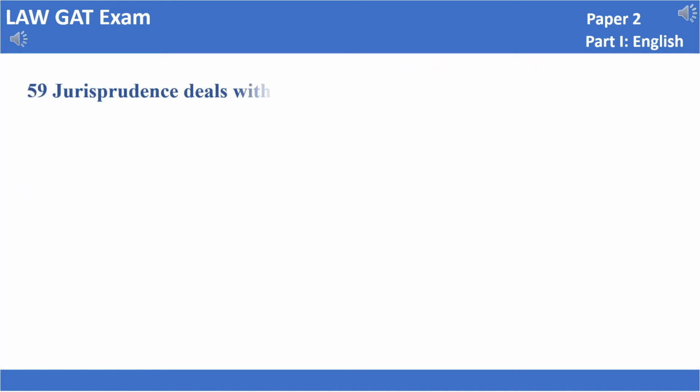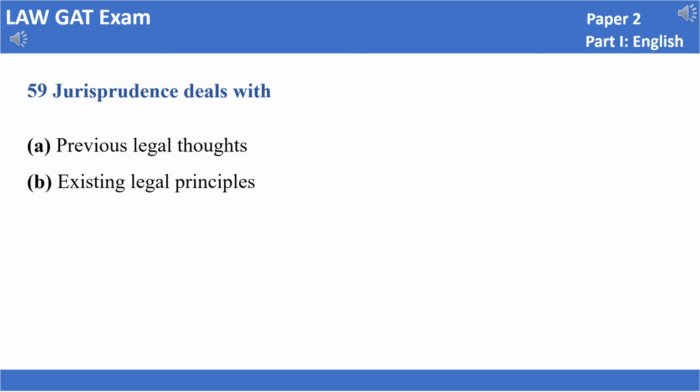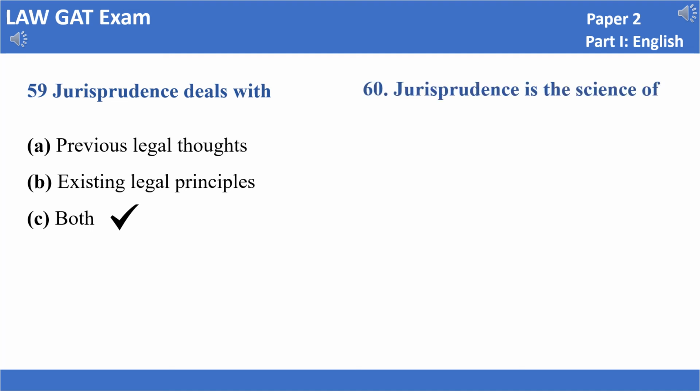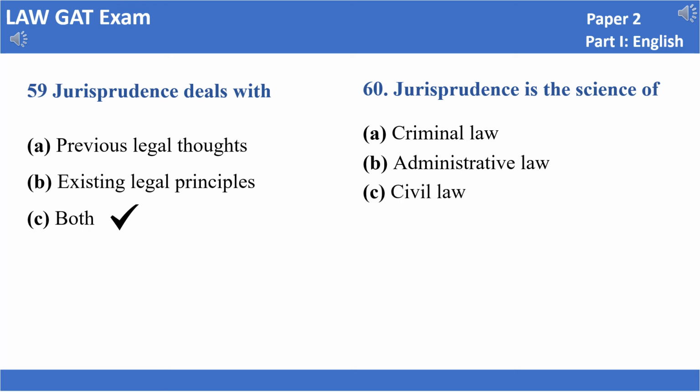Jurisprudence deals with option A, previous legal thoughts, option B, existing legal principles, or is it option C, both? The correct answer is option C, both. Jurisprudence is the science of option A, criminal law, option B, administrative law, or is it option C, civil law? The correct answer is option C, civil law.